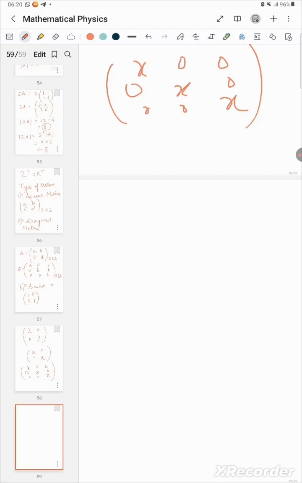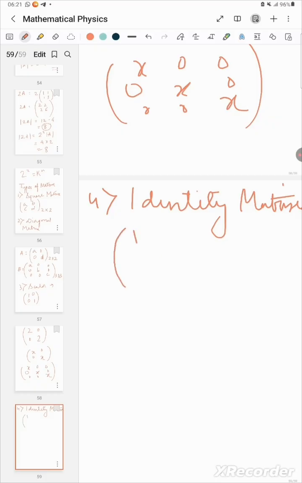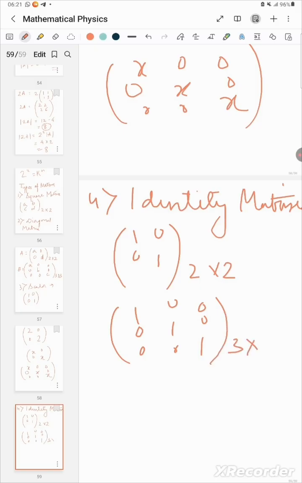Alright, now comes identity matrix. So what is an identity matrix? An identity matrix is a matrix whose diagonal elements are all equal to 1. So a scalar matrix with all diagonal elements equal to 1 is an identity matrix. So 1, 1 on the diagonal with 0, 0 elsewhere is a 2 cross 2 identity matrix. 1, 1, 1 on the diagonal with all other entries 0 is a 3 cross 3 identity matrix.